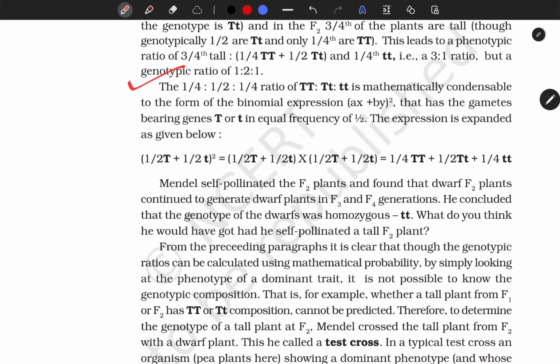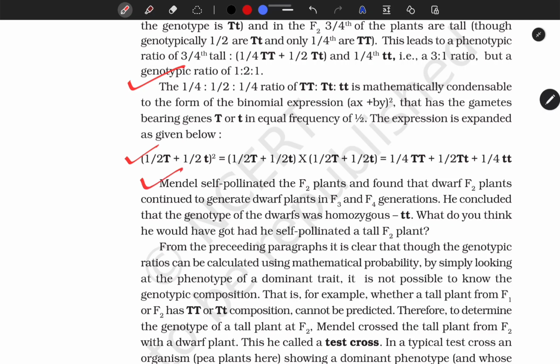The 1/4:1/2:1/4 ratio of tall to heterozygous to dwarf is mathematically condensable to the form of a binomial expression, that is (ax plus by) bracket square, that has the gametes bearing genes T or t in equal frequency of half. The expression is expanded as given below. (1/2 T plus 1/2 t) bracket square is equal to (1/2 T plus 1/2 t) into (1/2 T plus 1/2 t) is equal to 1/4 TT plus 1/2 Tt plus 1/4 tt.